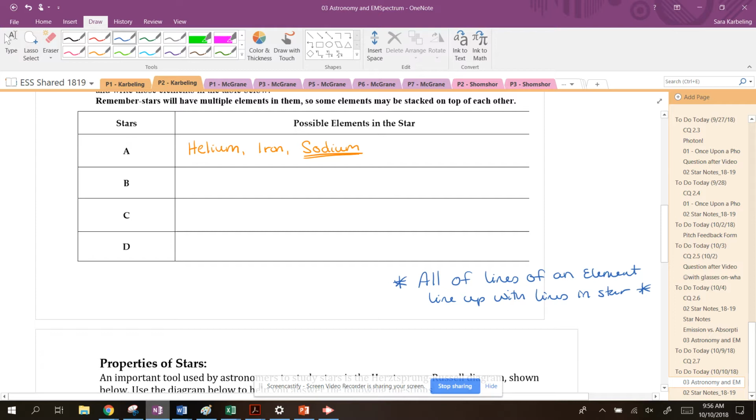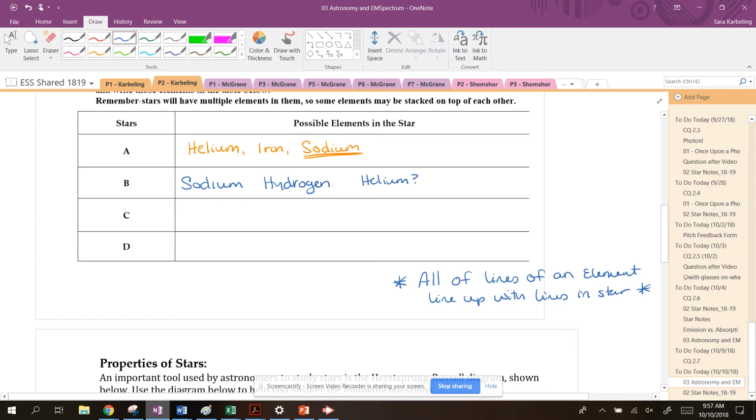Helium, iron, and sodium. What'd you say for B? There was sodium. Was there hydrogen in it too? I saw hydrogen. That's all I saw. I had a helium with a question mark there. You did? So if you had helium, cool. If you didn't, that's okay too. Again, the ones that you'll see in a quiz or a test should be very clear. Again, all of the lines of the element have to line up with the lines of the star, and it's not going to be shifted, so you'll actually be able to see it pretty easily.